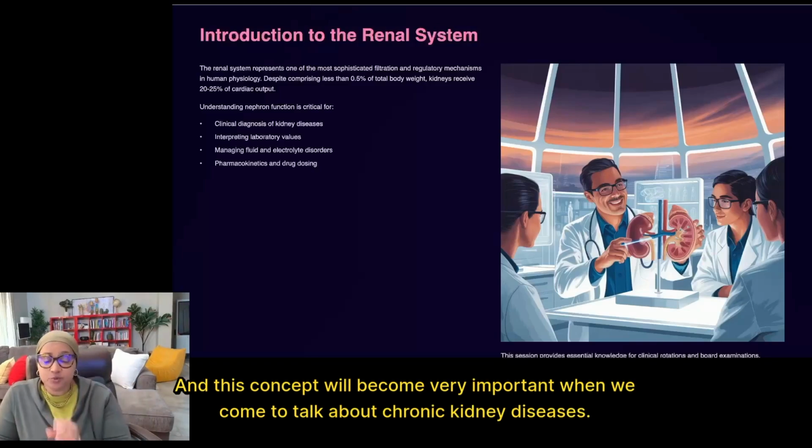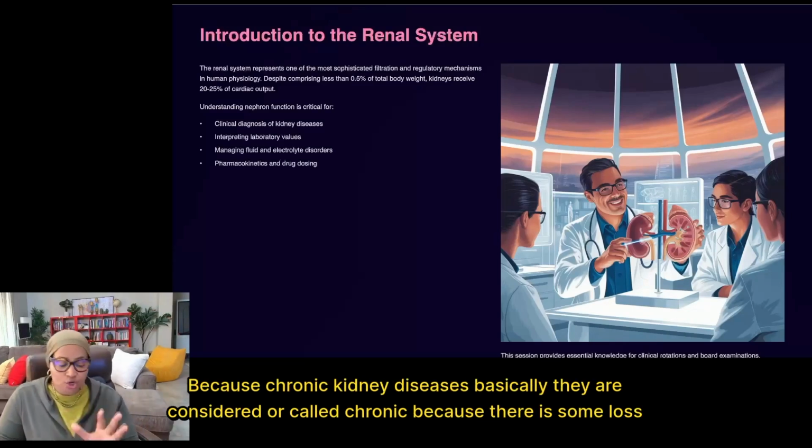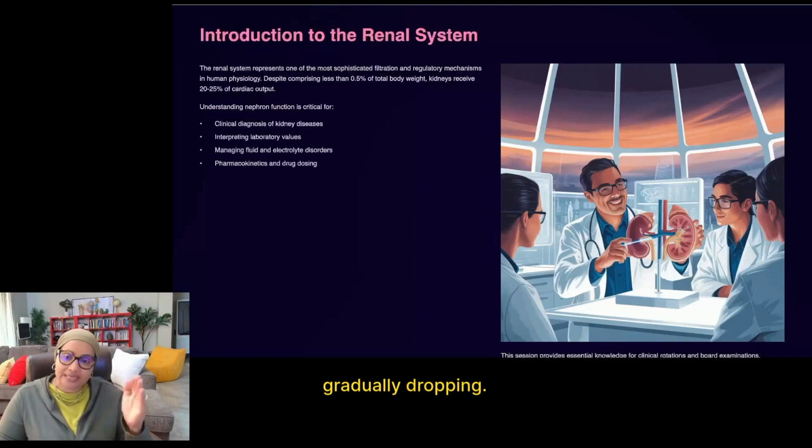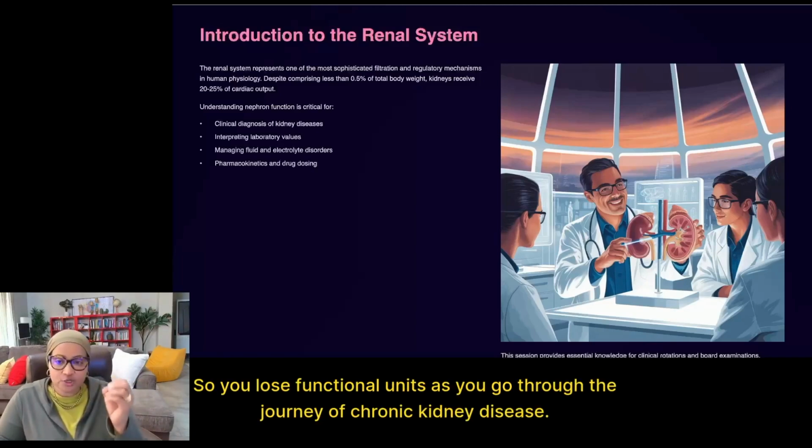And this concept will become very important when we come to talk about chronic kidney diseases. Chronic kidney diseases are called chronic because there is some loss of function, and there is some impact on the number of functioning and healthy nephrons. It drops, gradually dropping. So you lose functional units as you go through the journey of chronic kidney disease.